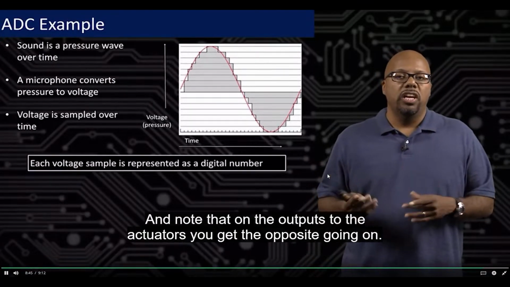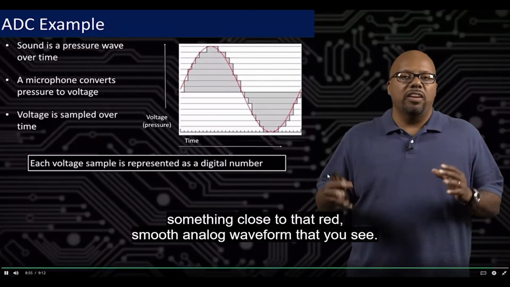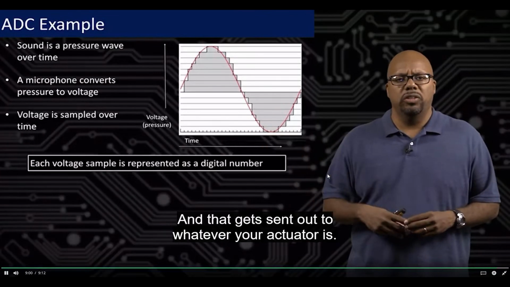And note that on the outputs to the actuators, you get the opposite going on. You start with the digital waveform, the stair-stepping waveform, and the digital to analog conversion converts it into that red, or something close to that red, smooth analog waveform, and that gets sent out to whatever your actuator is, say a speaker or something like that.